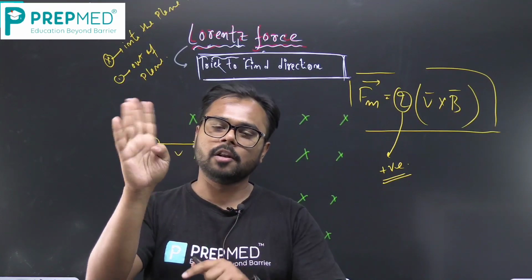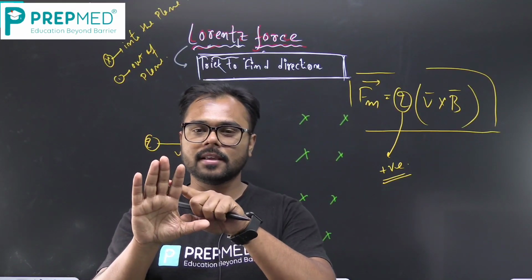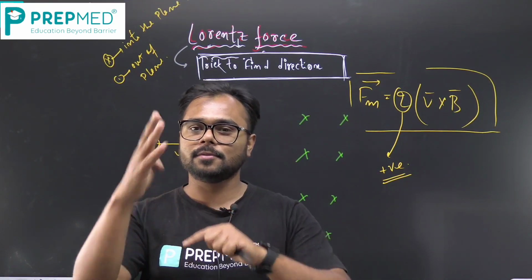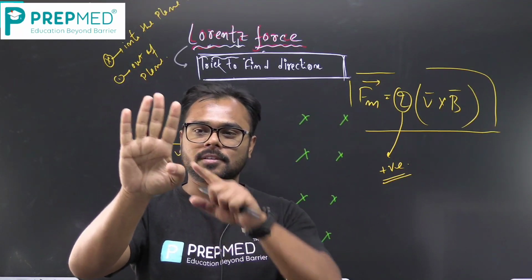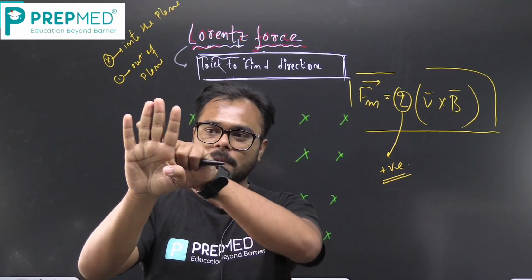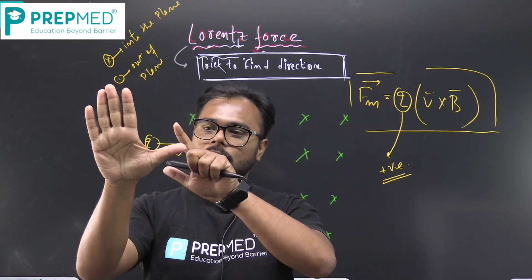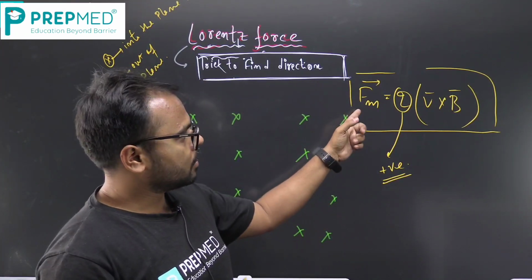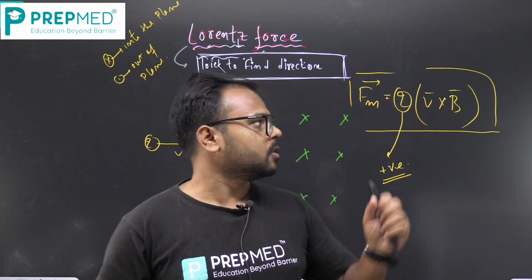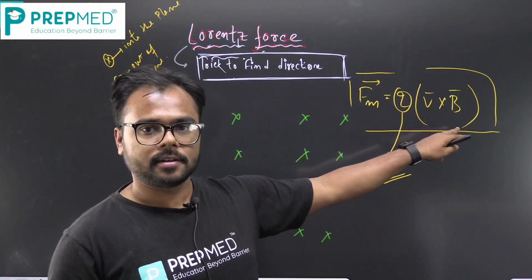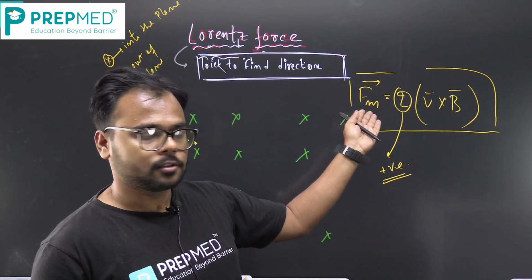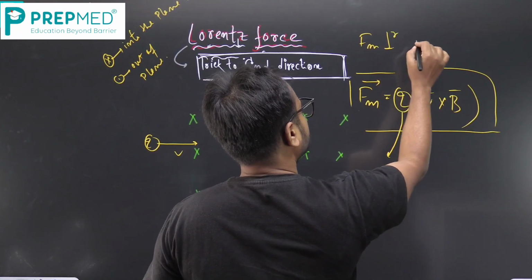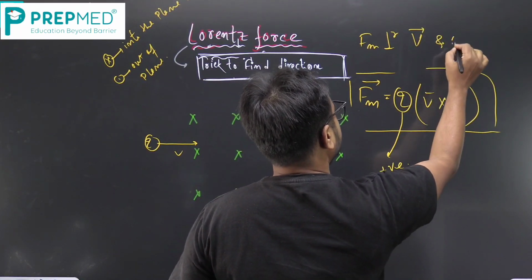And these four fingers represent the magnetic field. You should not confuse between the V and B vectors. B you always represent by some parallel lines, the magnetic field lines, showing the magnetic field direction. This is your velocity vector. V and B are in the same plane, and whenever you use a cross product, the result is always perpendicular to the plane containing the V and B vectors. So this Fm is always perpendicular to both the V vector and the magnetic field vector.